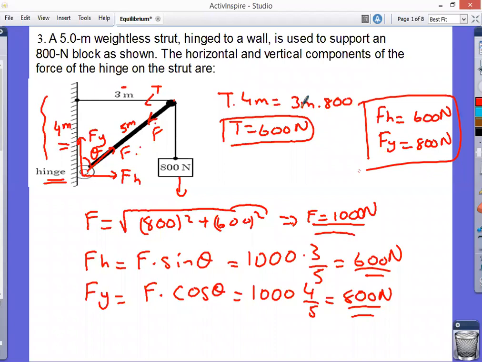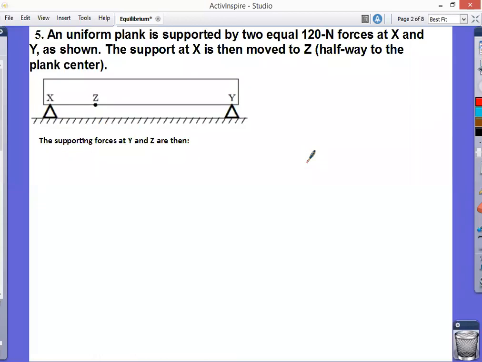All right, let's move on. Let's do the question here and then we can go back to the other questions, okay? So the other questions that you guys need to do, question number 5, okay? So number 5, you have a uniform plank over here. It is supported by 2 equal 120 Newton forces at X and at Y. So here it's 120, here it's 120 Newton.